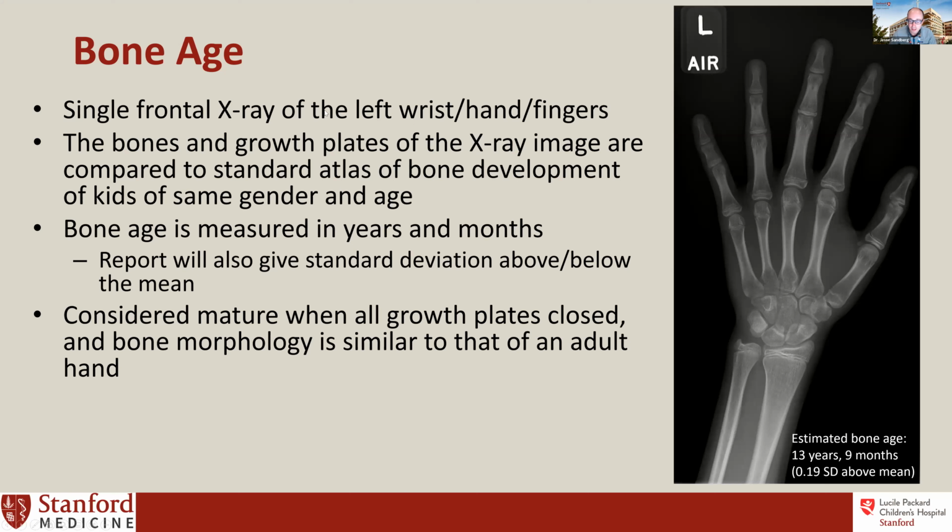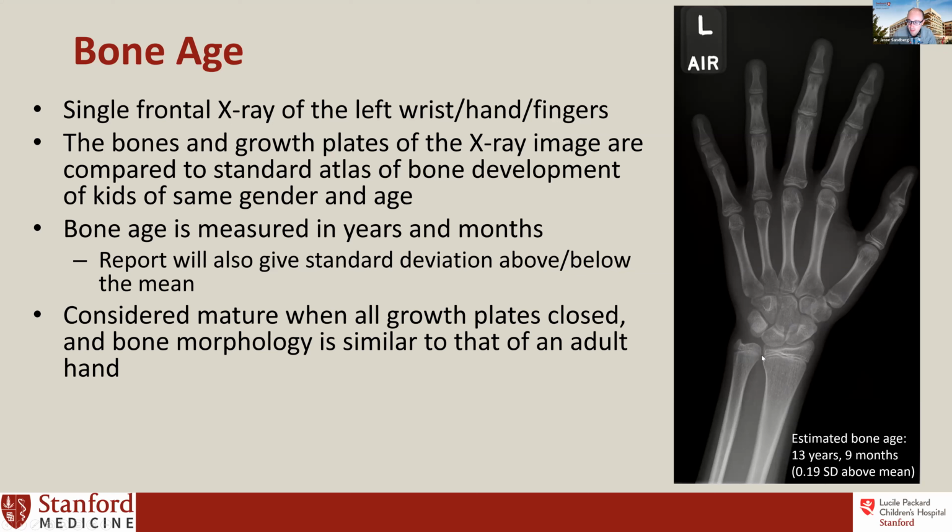So a bone age, it's just a simple frontal X-ray of the left wrist, hand, and fingers. And we're basically looking at the bones and growth plates of the X-ray and comparing to a standard atlas of bone development of kids of the same gender and age. So bone age is measured in years and months. And the report will also give standard deviation above and below the mean. So it's considered mature when all growth plates are closed and bone morphology is similar to that of adult hands. So in this example here, this is a kiddo that's 13 years, 9 months based on a standard atlas.